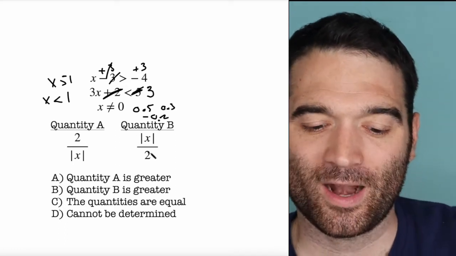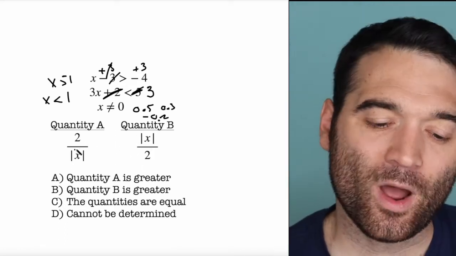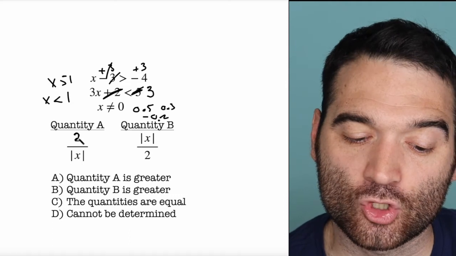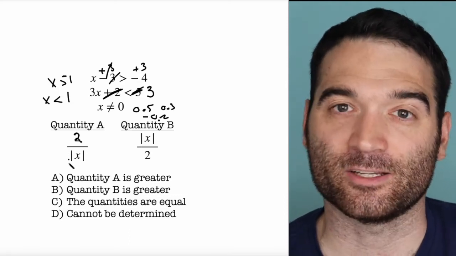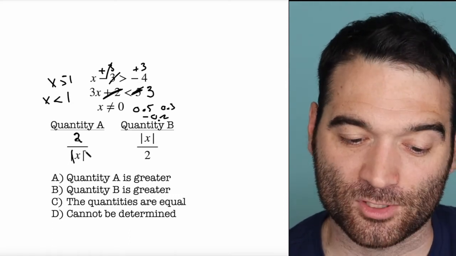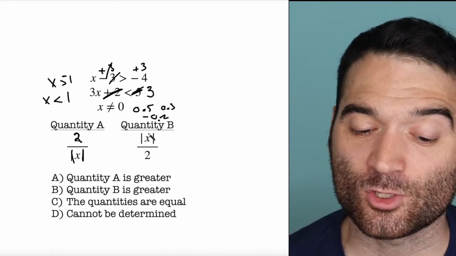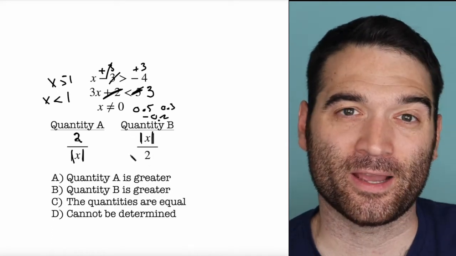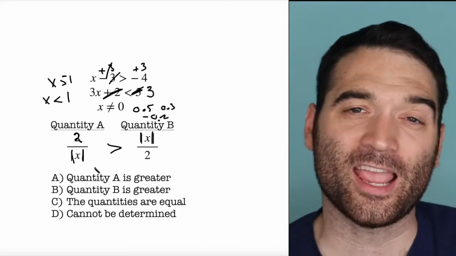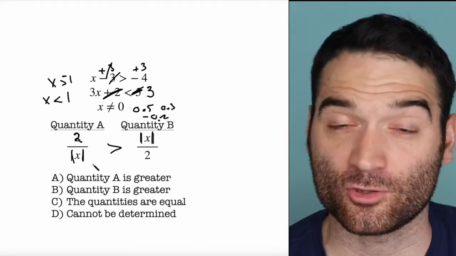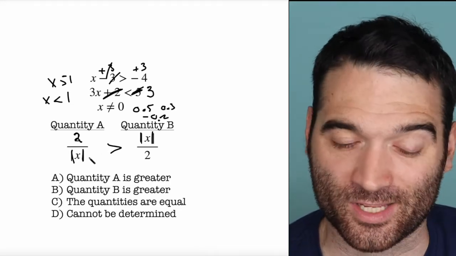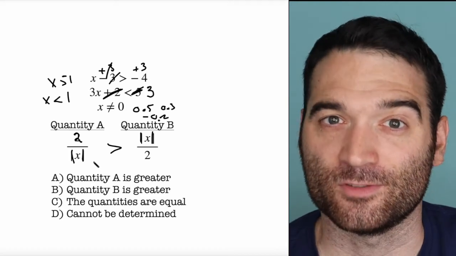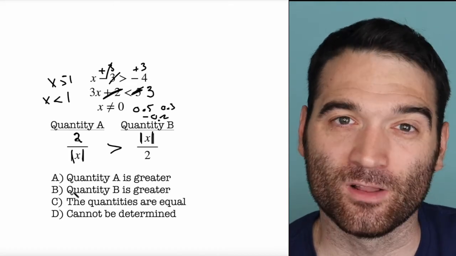Well, if we look at quantities A and B, quantity A is always going to be 2 divided by 0 point something, because this is an absolute value, and quantity B is always going to be 0 point something divided by 2. And in every single case, quantity A will be greater. I'd invite you to try out some numbers, test out some numbers like 0.1, 0.2, negative 0.1. Quantity A will always be greater.